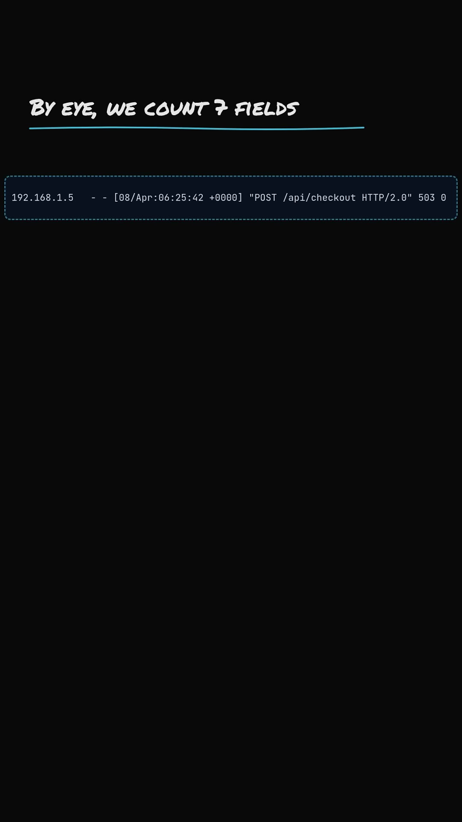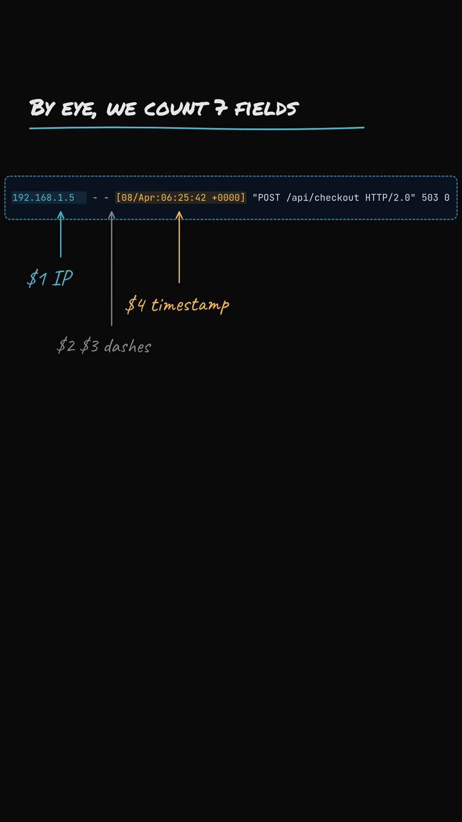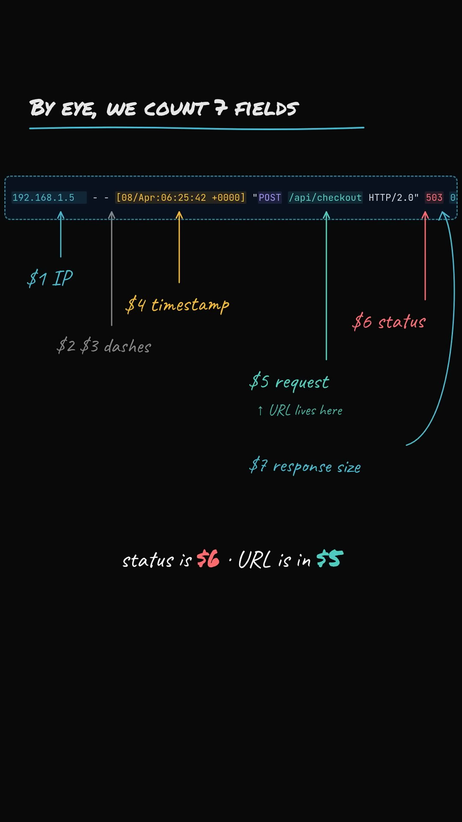Now let's label the fields on this log line. First field is the IP. Second and third are the two dashes. Fourth is the timestamp inside brackets. Fifth is the request inside double quotes. That's where the URL lives. Sixth is the status code. And last one is the response size.